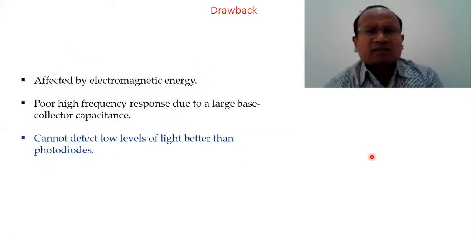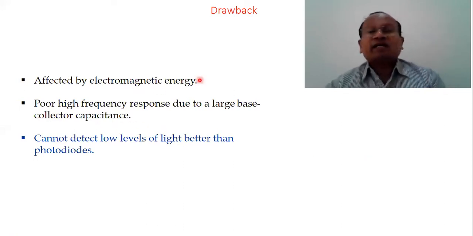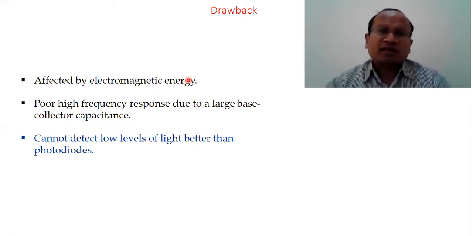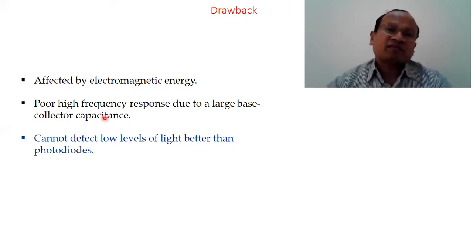What are the drawbacks? Drawbacks include being affected by electromagnetic energy. There is some electromagnetic energy that can affect the performance of the phototransistor as an interference. Poor high frequency response due to large base collector capacitance.